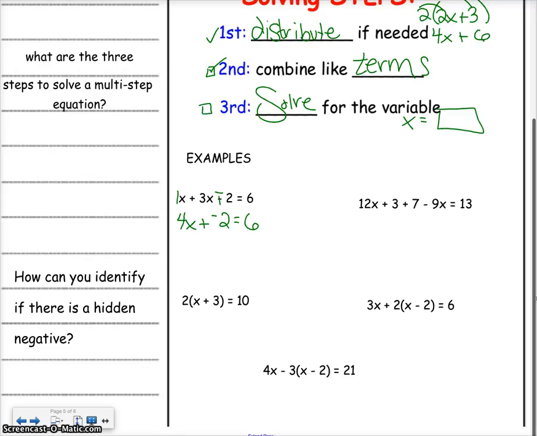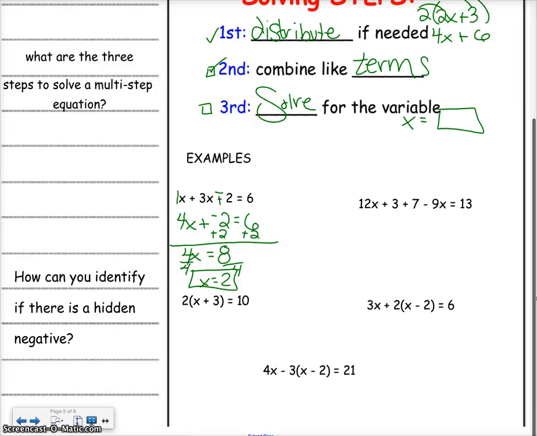Remember, we moved what's not sticking to the variable, that's my negative 2. What's the inverse of negative 2? Plus 2. Maintain that equality and plus 2 to both sides of the equation. 4x equals 8. And now that's 4 times x. The inverse of times is divide. So I get x is equal to 2. And I am done because my variable is all by itself.